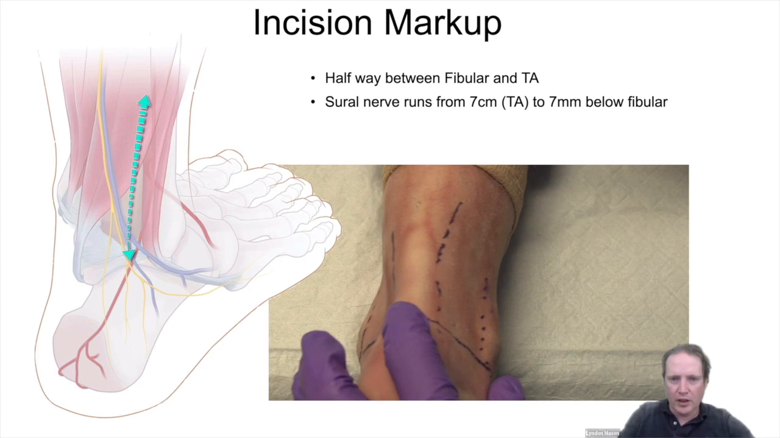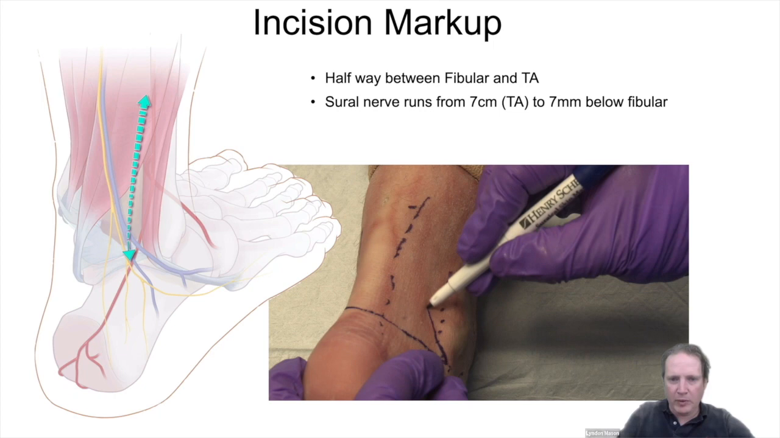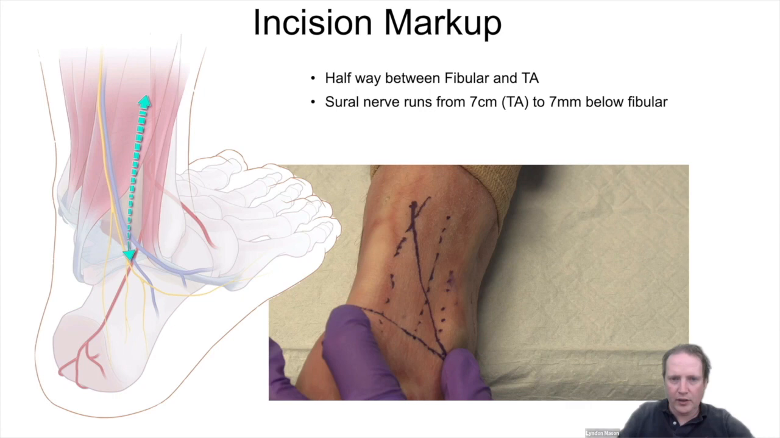These are cadaveric images taken with me and my colleague, Mr. Malloy, recorded in America. And from 7 millimeters below the fibula is where you'll usually find your sural nerve. The incision is halfway between these two, the fibula and the Achilles. As you see, the sural nerve is at risk. These can be retracted both inferior and posterior, as you can see in this diagram.